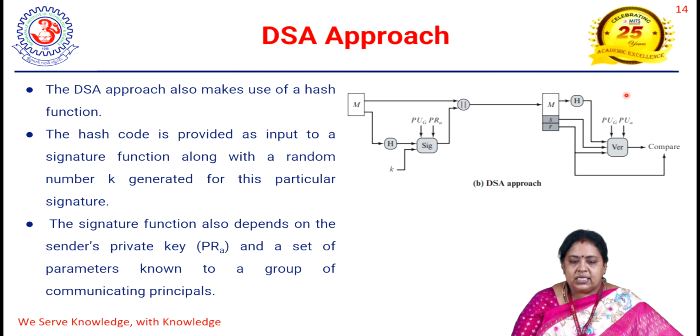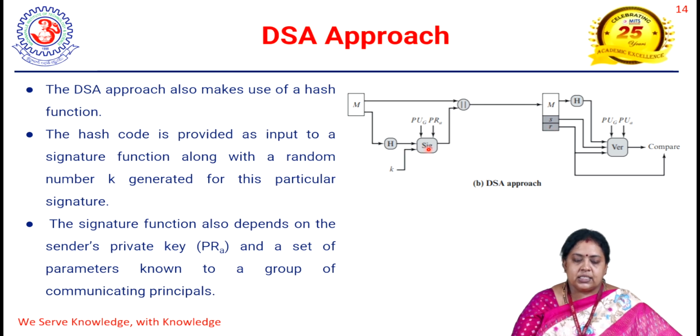All these will be inputs to the verification algorithm. So it gives one output, which will be compared with the component R, which has been received by the receiver and was sent by the sender. That component is called R.